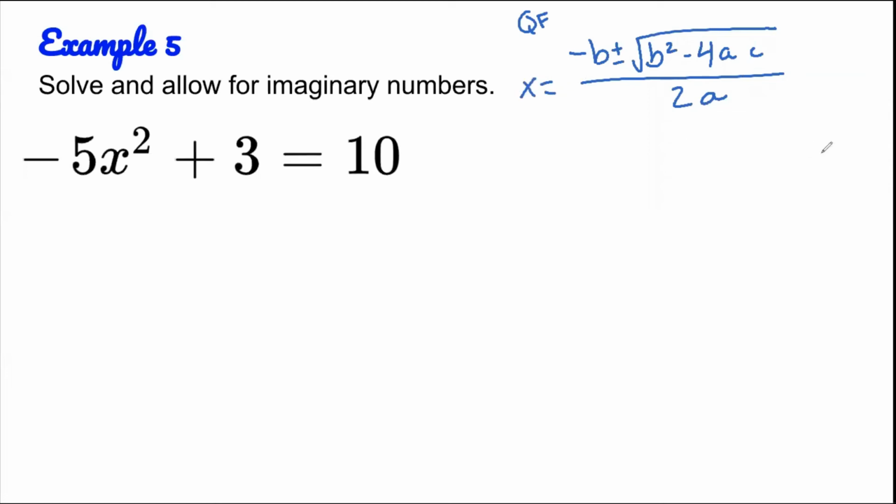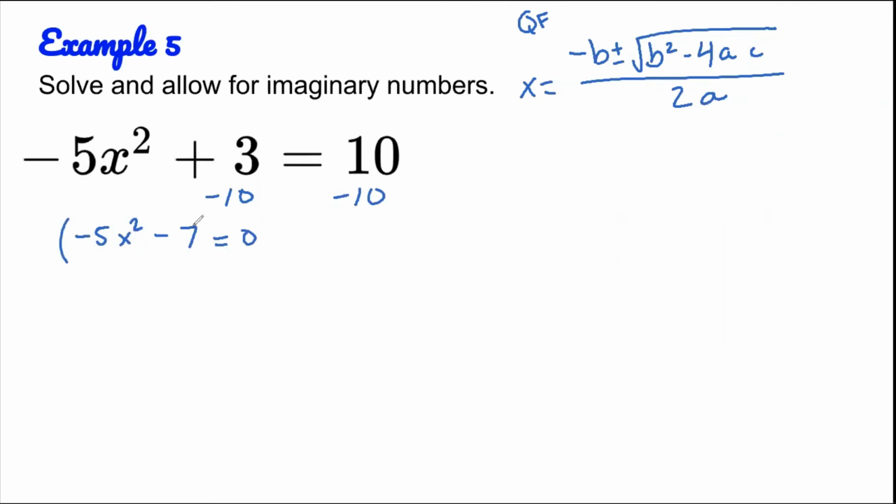Now, let's go ahead and write this in standard form so that we know that we have our equation equal to 0. I need to subtract 10 on both sides. I have negative 5x squared minus 7 equals 0. And from here, I'm going to multiply my entire equation by negative 1 because my leading coefficient has to be positive.